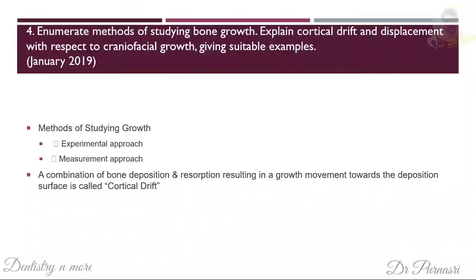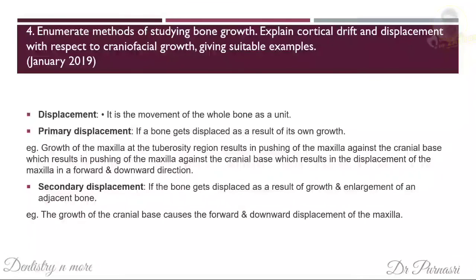So cortical drift means a combination of bone deposition and resorption resulting in growth movement. Movement towards the deposition surface is called the cortical drift. What is displacement? It is movement of the whole bone as a unit. Displacement is of two types, primary displacement and secondary displacement. Primary displacement means the bone is moving as a result of its own growth. For example, growth of the maxillary tuberosity region occurs due to the growth of the maxilla in that region.